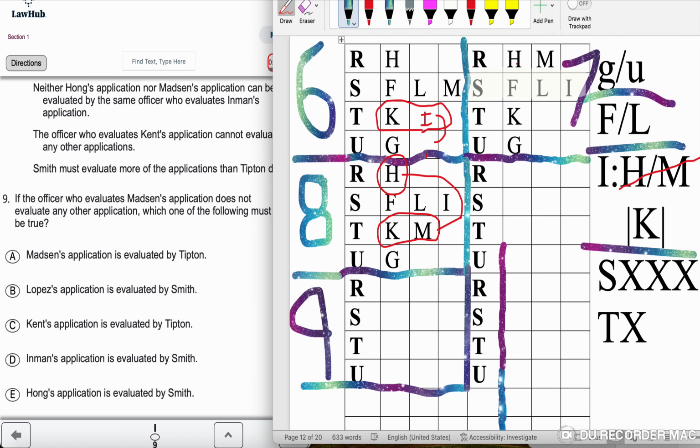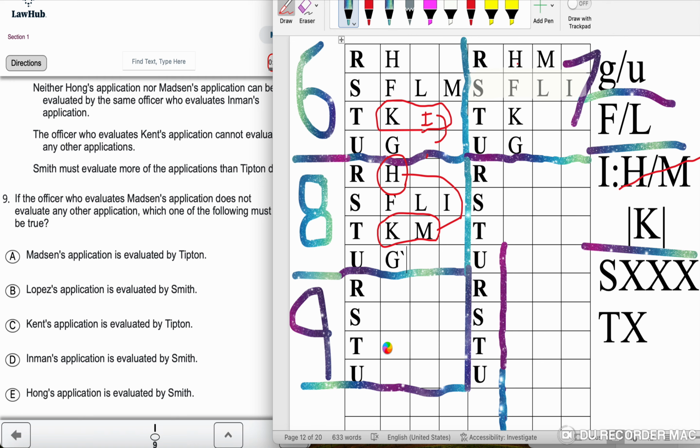Question 9: if the officer who evaluates M does not evaluate any other application, which one of the following must be true? So the officer who evaluates M is trying to be in an isolated position. So I'm going to go ahead and modify the game board here, and then I'm going to put HK on top with F, L, I, and we're going to put that G at the bottom.